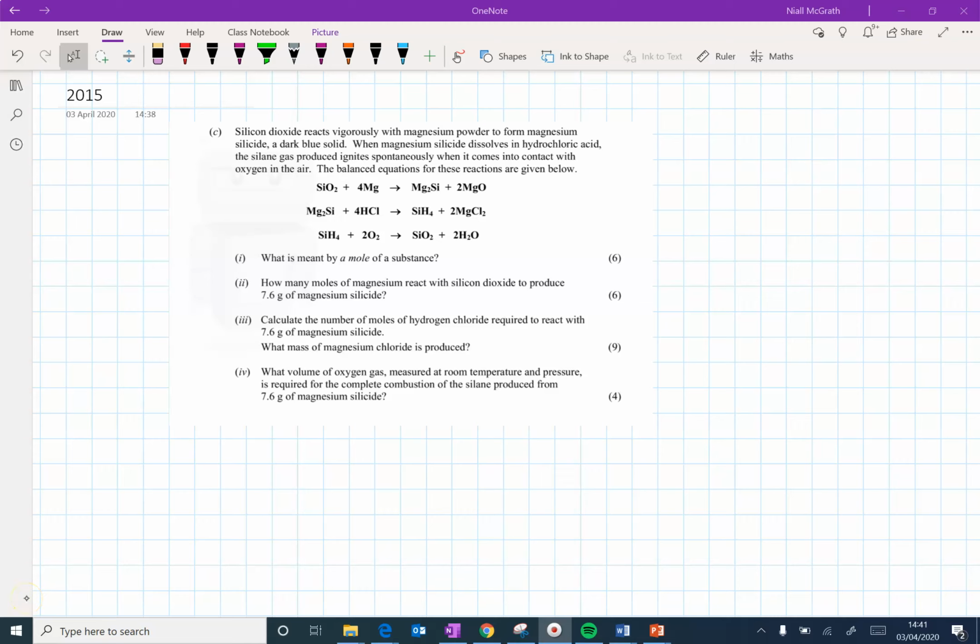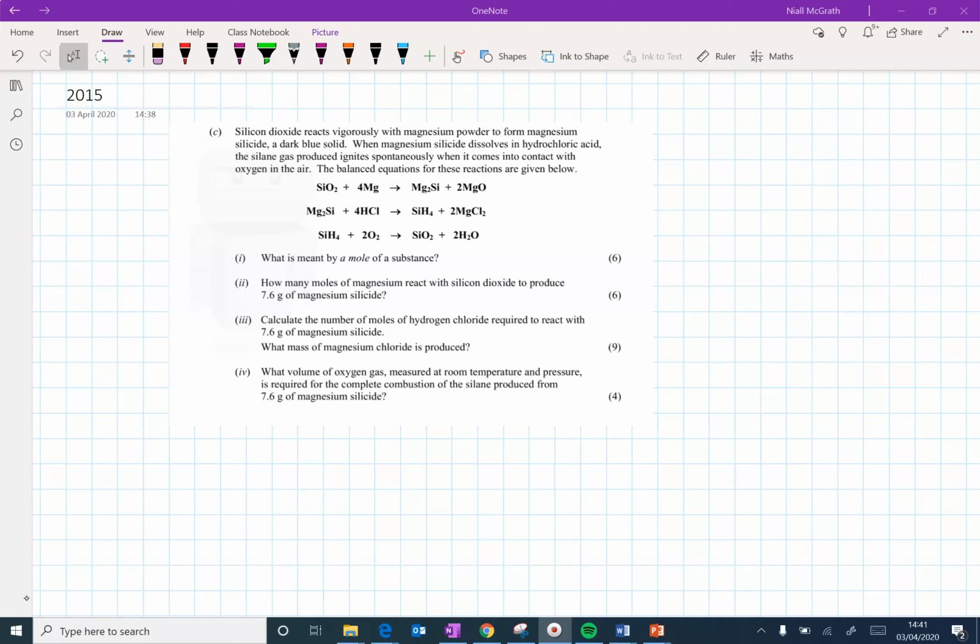Now, this question is from the 2015 exam paper. It looks quite complicated maybe to start off with, but it's actually not too bad. It's just to keep track of your different compounds as we move down through the question. So the first part of the question is what is meant by a mole of a substance, so that should be an easy 6 marks for you to get.